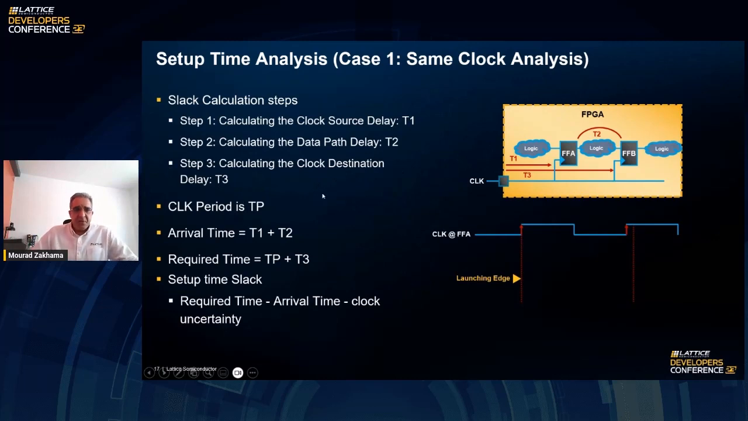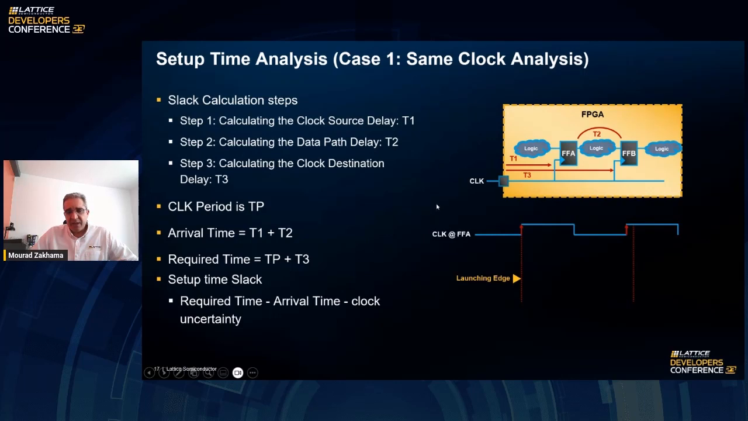So if TP is the clock period, then arrival time is T1 plus T2, and required time is TP, the time period, plus the time it will take the clock to get to the destination flip-flop. And then the setup time check will be required time minus arrival time minus clock uncertainty. Let's assume clock uncertainty is 0 for now. The slack will be the difference between required time and arrival time.